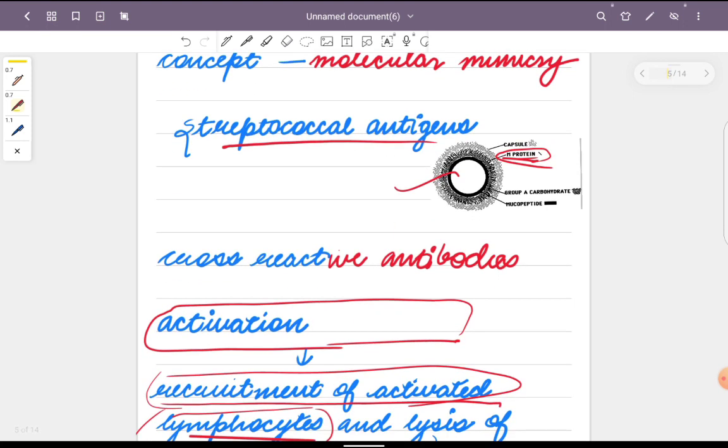That is molecular mimicry, an immune response targeted at streptococcal antigens. The streptococcal antigen against which our body is making antibodies is the M protein. You can see in the diagram, M protein.